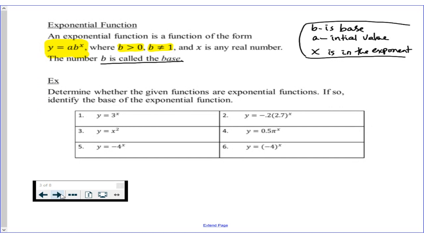So you see the base is 3, x is the exponent, and b is positive. So yes, this is an exponential function, and the base b is 3. In this case, a is 1, so the initial value is 1. Now, what about number 2? Is it an exponential function or not? Number 2, yes or no? Type on the chart. Look at the conditions.